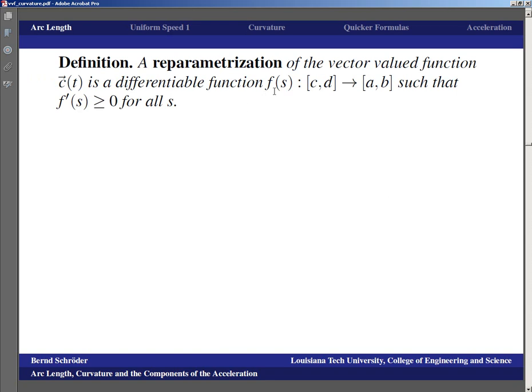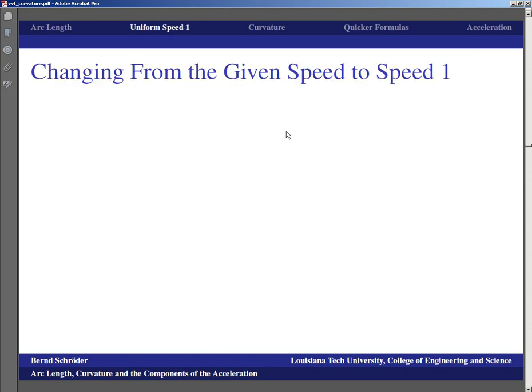And that basically is just that. Now we could look at c prime of f of s, and that's what we're going to do, because the next goal is going to be to change the given speed, the speed that is natural for the parametrization that we are working with, to a speed of 1. And we're going to do that by just adjusting the way our clock runs. And this is the conceptually deepest part, even though the computations work out very nicely.